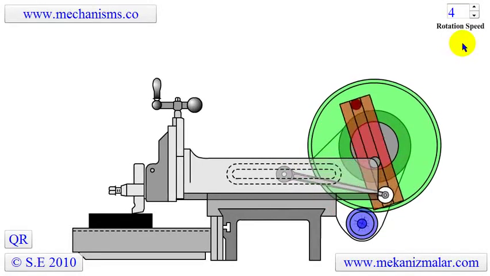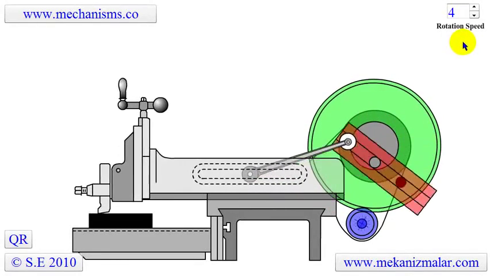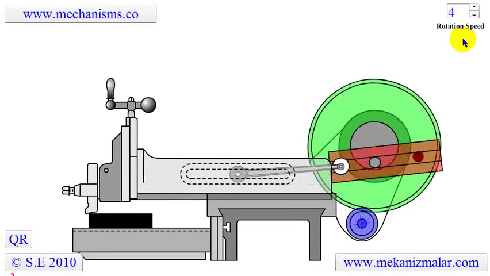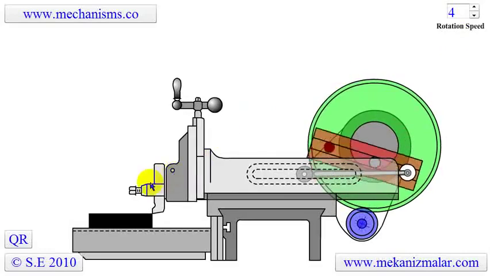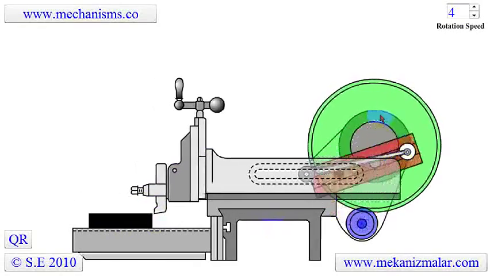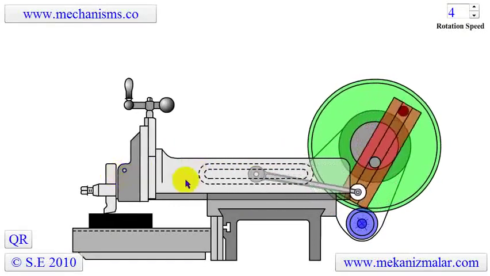This video describes the working principles of a traversing head shaper. Shapers are usually used during machine production to obtain flat, large surfaces. The traversing head shaper uses the Whitworth quick return mechanism to drive the ram of the shaper.